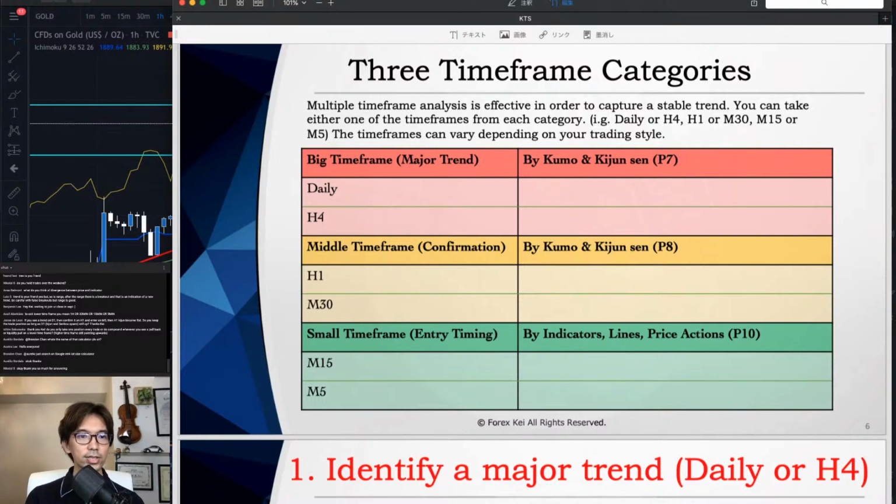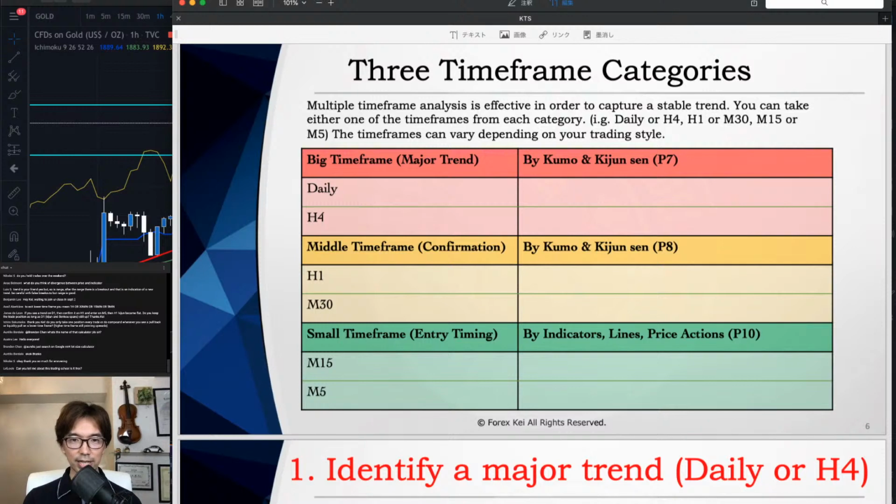If you see a trend on daily, then confirm it on 1 hour and enter on 5. Then the 1 hour Kijun Sen becomes flat. Do you keep the trade position as long as the daily chart is still up? Yes, that's true. Yeah. In that case, you follow the daily chart uptrend.